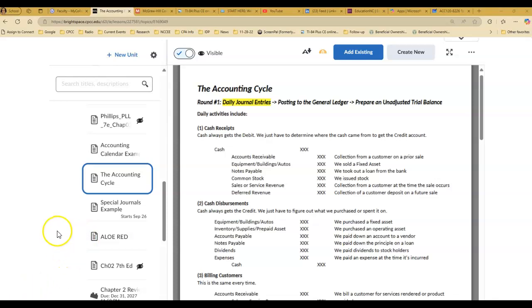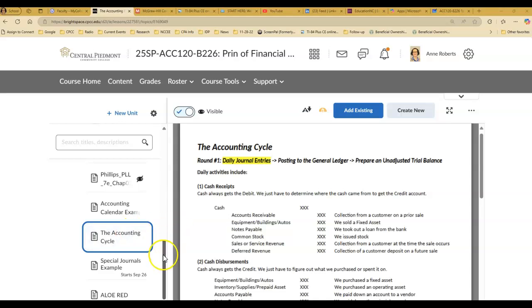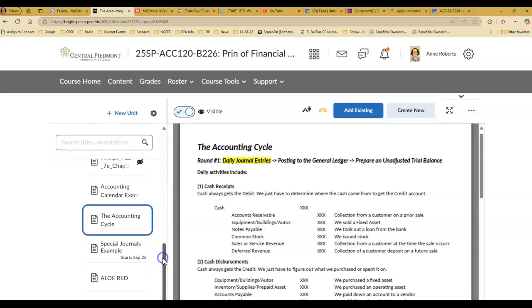Okay, so we're here in Brightspace. Right, well, if I can get it to scroll, there we go. So where I am is under Chapter 2 Resources, okay? This, personally, I think this is a really great document to print out.